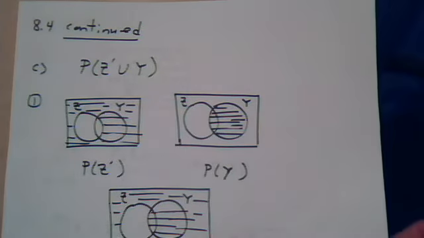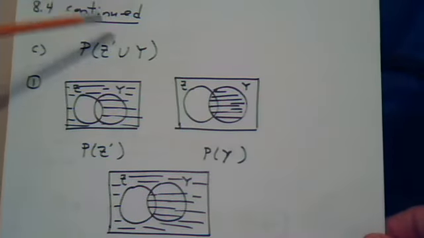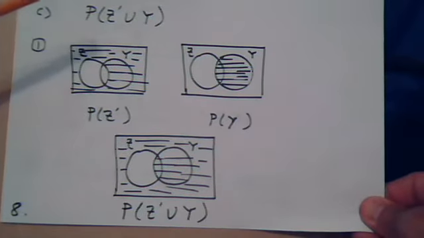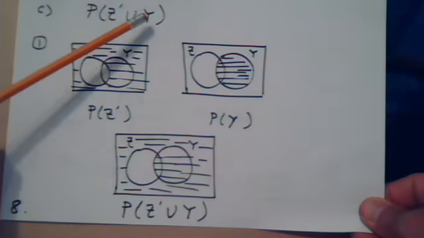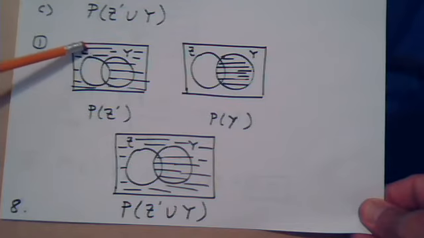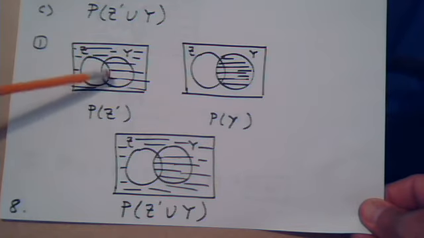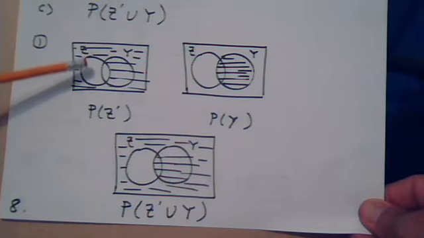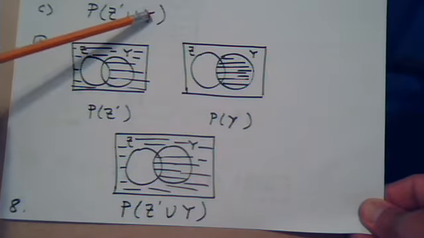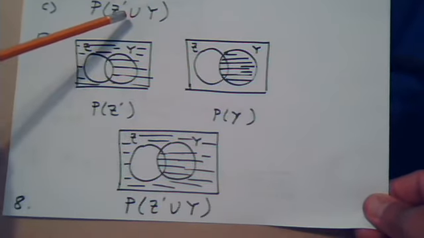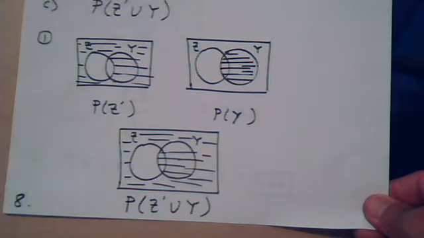For C, they would like us to find the probability of not Z union with Y. So draw a Venn diagram for the Z part and then one for the Y. So probability of not Z. That means all the shaded region. In other words, everything that's not Z. So do not shade Z. So you shade everything else. This one is shade Y. So you shade the Y. Now we're going to form a union, which means take what they both have to offer, and that's this diagram.